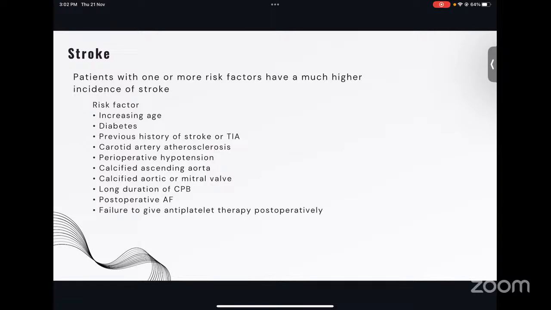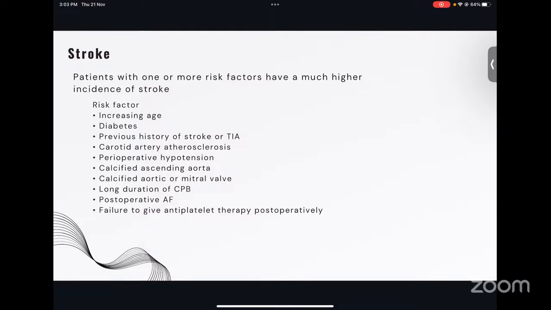Stroke. The incidence of a stroke in a cardiac surgery patient is 1 to 2% for CABG. For valve replacement or repair, it is 2 to 3%. A patient with one or more risk factors has a much higher incidence of stroke, which affects the consent and operation planning. Risk factors include age: if the age of the patient is more than 80 years, the risk will increase. Diabetic patients have a higher risk of stroke.